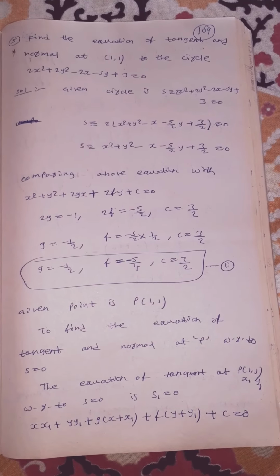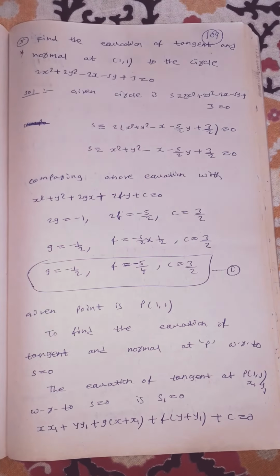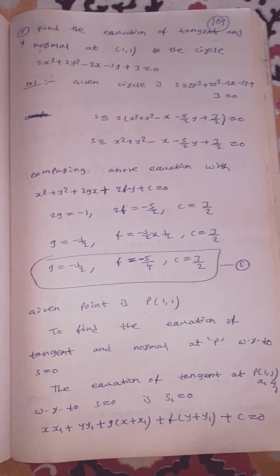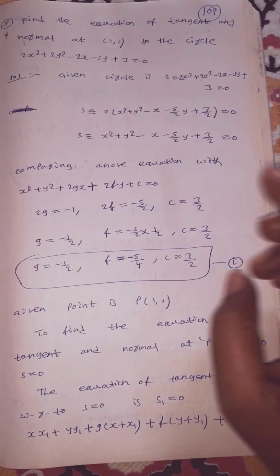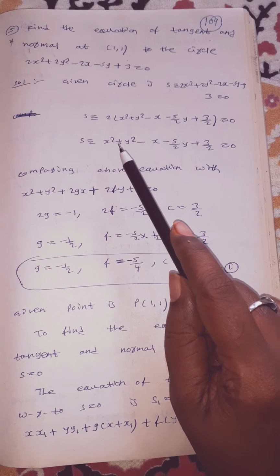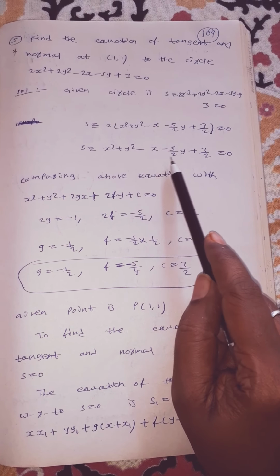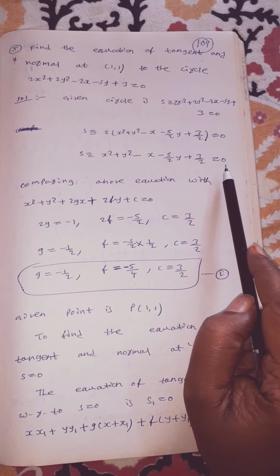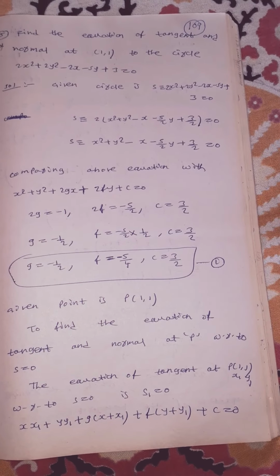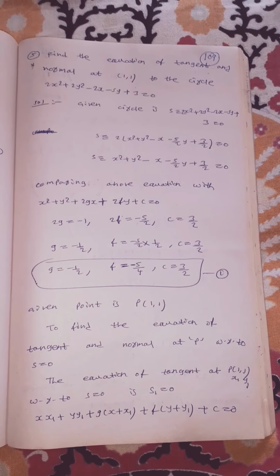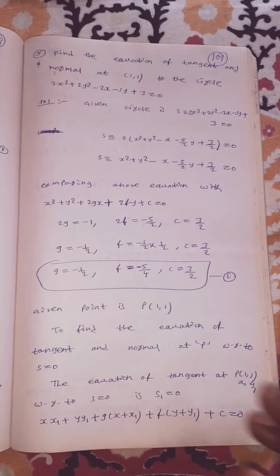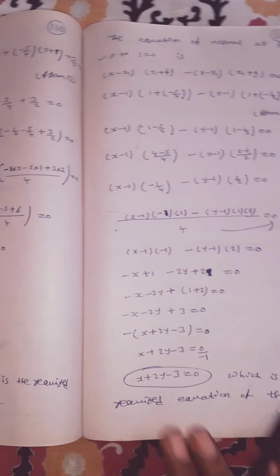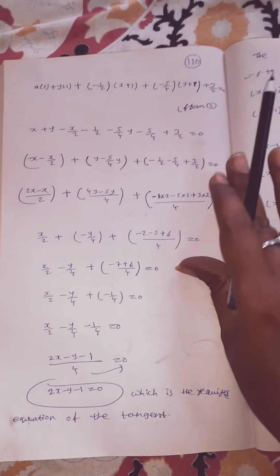Find the equation of tangent and normal at 1, 1 to the circle. So first of all, here the x square and y square coefficients are not 1. So here we should take 2 common, children. 2 common means x square plus y square minus x minus 5 by 2 plus 3 by 2 equal to 0. After sending 2 to that side, 0 by 2 is 0. Then after comparing you will get the g values, then you can find the equation of tangent and equation of normal, equation of tangent like this, children.